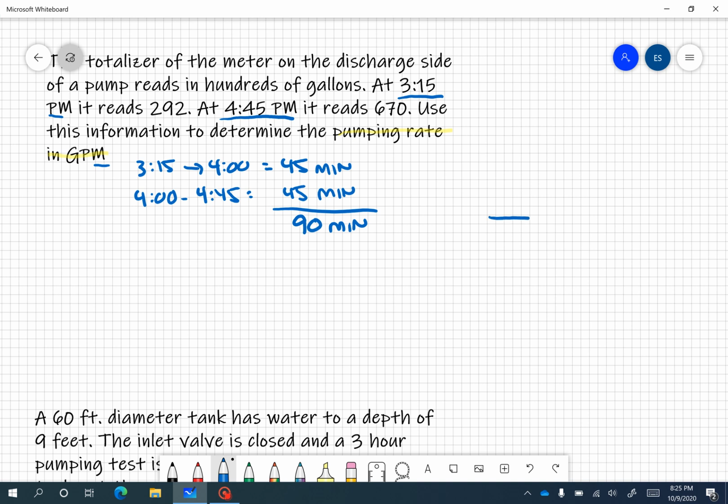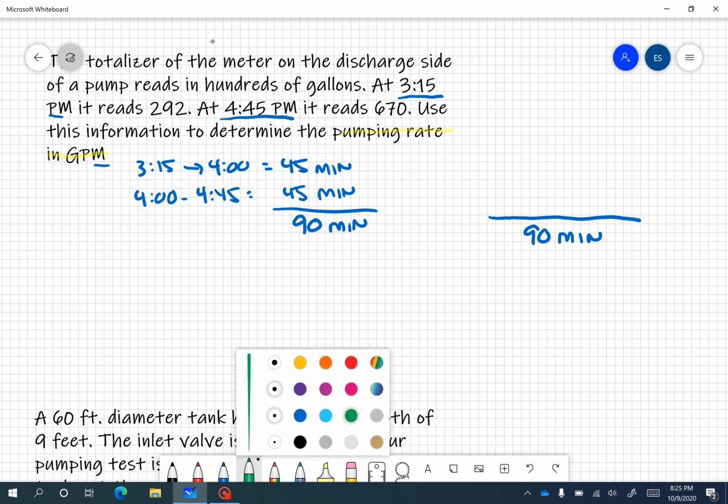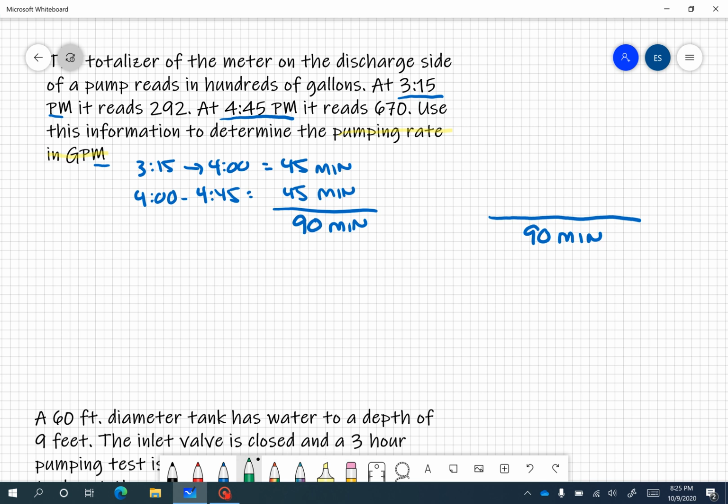So remember, our magic word "per" means that we're going to be dividing gallons by the number of minutes, gallons per minute. We have 90 minutes. Now we have to determine how many gallons were pumped over those 90 minutes. This is where we need to read carefully. It says the totalizer, which you can think of as kind of like the odometer on a car, reads in hundreds of gallons.